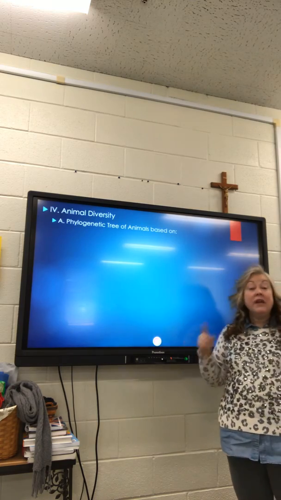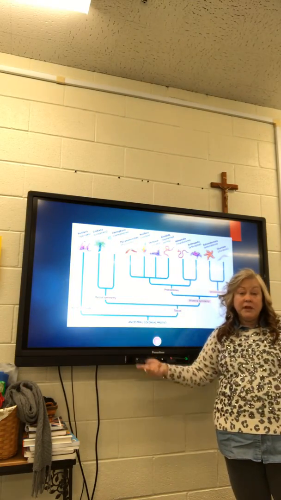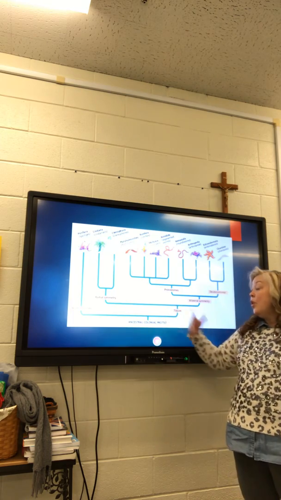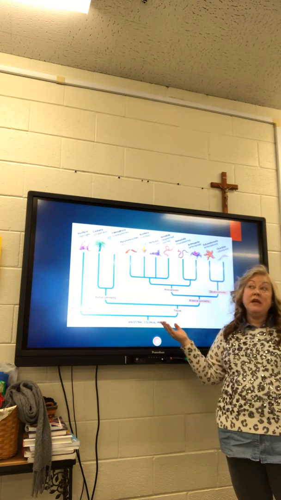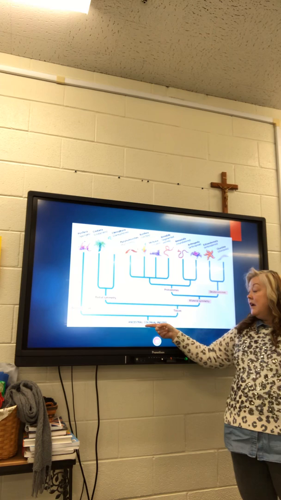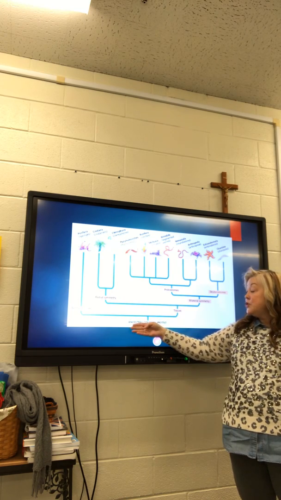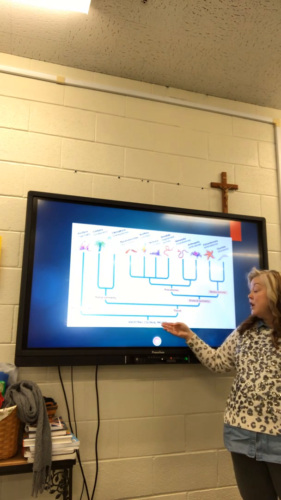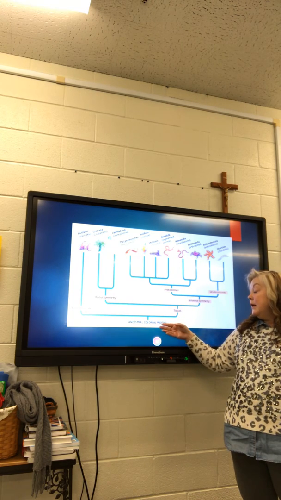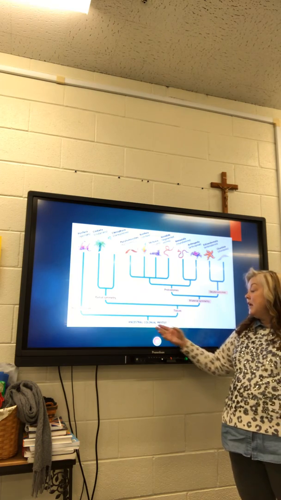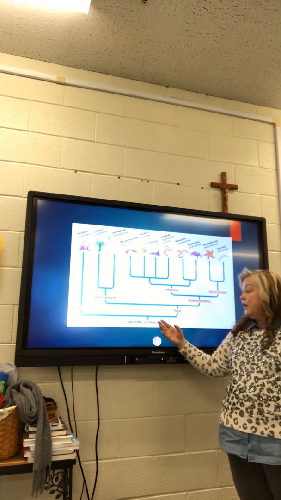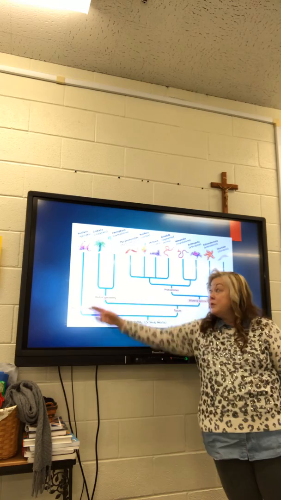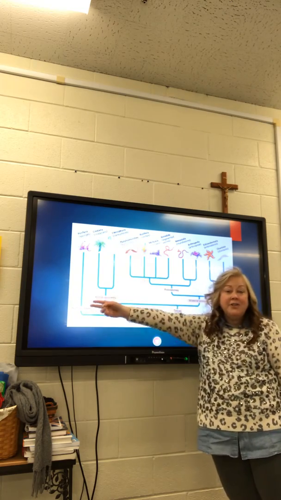Animal diversity. Again, hitting on the animal diversity of it all, what's the common ancestor? Where did animals come from? Down here at the bottom, it's something called the ancestral colonial protists. You're talking protists that are heterotrophic, and they're at the base of the phylogenetic tree, where you have animals with no tissue. Surprise, surprise, the sponge!